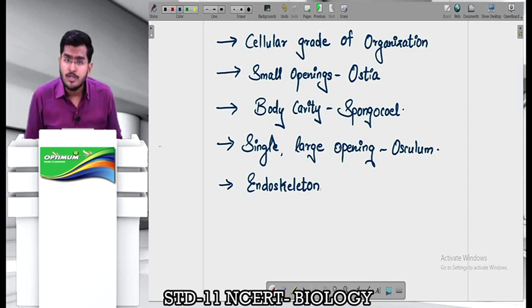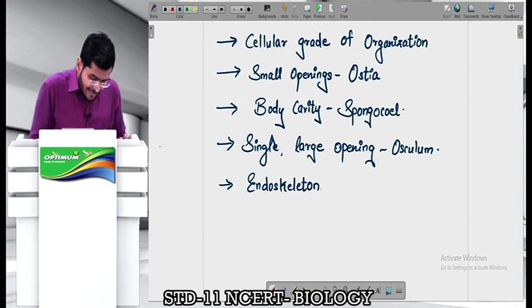In case of sponges, we have internal skeletal components which are called endoskeleton, and let me tell you that this endoskeleton is made up of calcium carbonate.